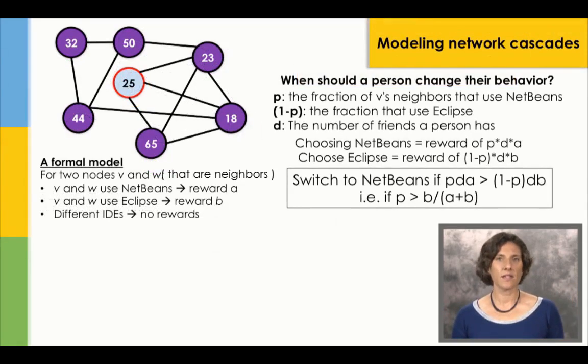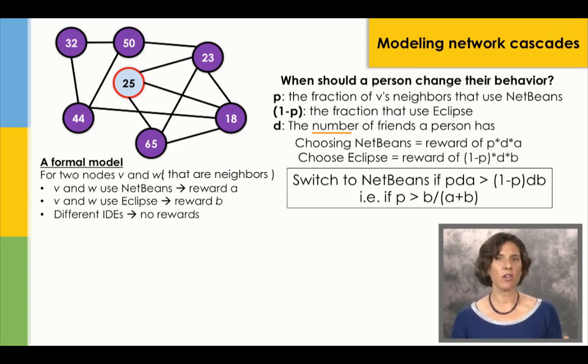So now we ask the question of, when using this model, when should a person change their behavior? So when should they select NetBeans versus when should they select Eclipse? Let's introduce some more terms. So let's say that P is the fraction of a person's neighbors or friends who are using NetBeans. Then 1 minus P is the fraction of their friends that are using Eclipse, because in this world we'll assume that everybody uses one or the other.